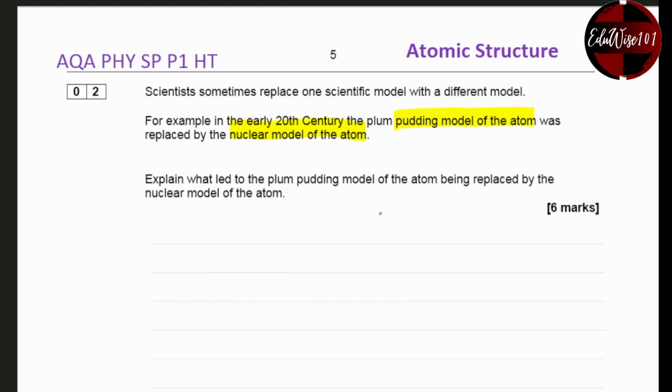Now, we represent models in order to explain certain concepts. For example, no one has actually seen the entire solar system, but we use models to explain the movement of the planets around the sun and so on.